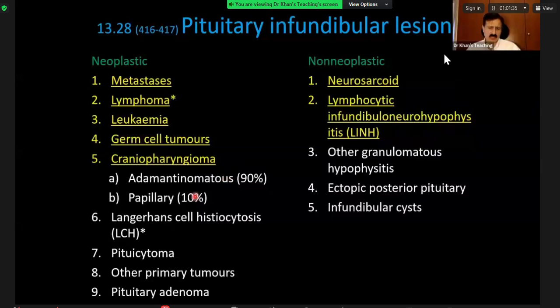And this is the concept, infundibular lesions, where this is LCH, Langerhans cell histiocytosis. But other types of non-neoplastic, where it can be hypophysitis, which can be lymphocytic, which can be because of sarcoidosis. Sarcoidosis is very, very important. IgG4 related disease can also cause hypophysitis.